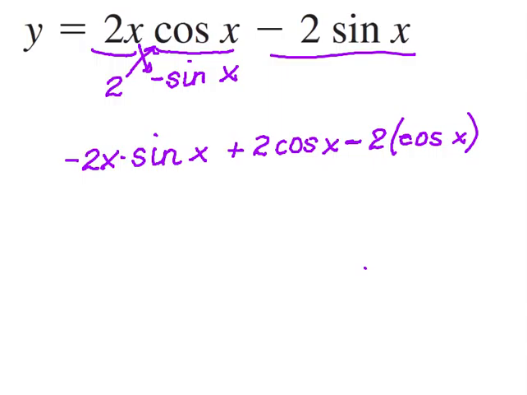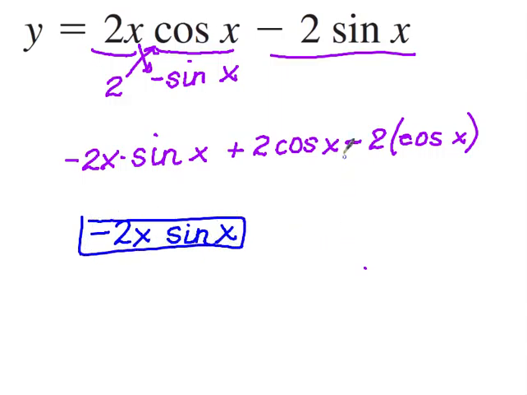So now, let's think about that. Can I simplify that any? Really? Plus 2 cosine x minus 2 cosine x. There's your final answer, because those cancel. So that is the product rule.